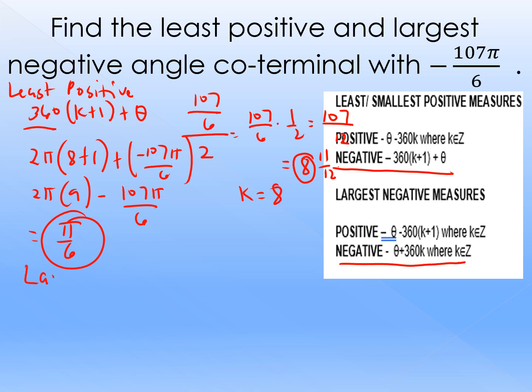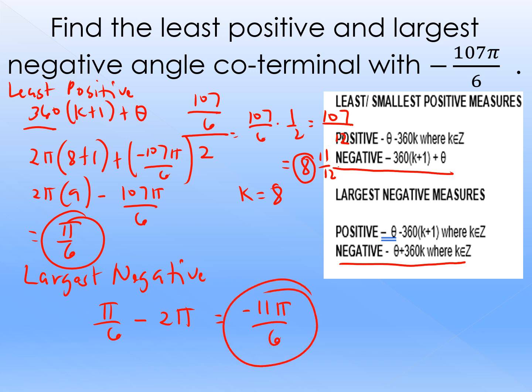For largest negative, let us only use the technique. The technique is just simply subtract 2 pi from the least positive: pi over 6 minus 2 pi. And the answer is negative 11 pi over 6. And that is the largest negative angle coterminal with negative 107 pi over 6.